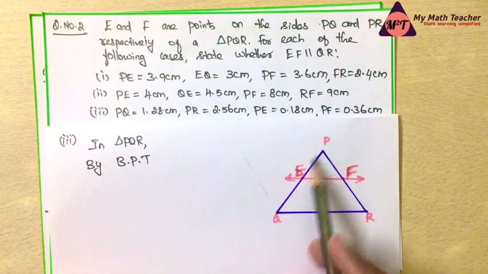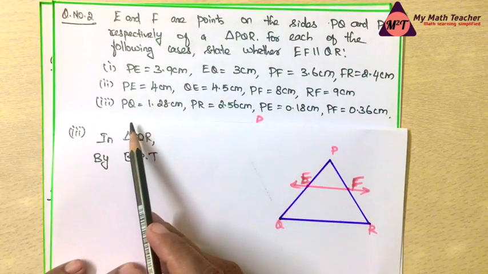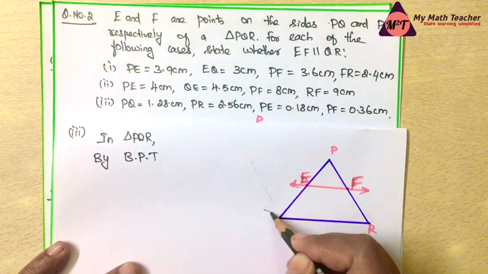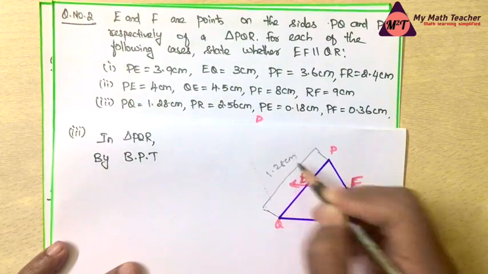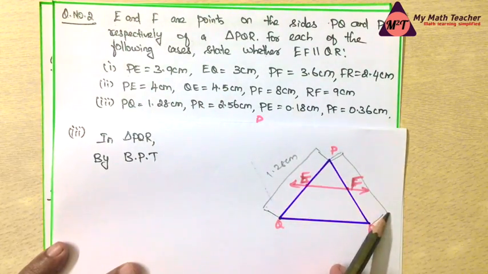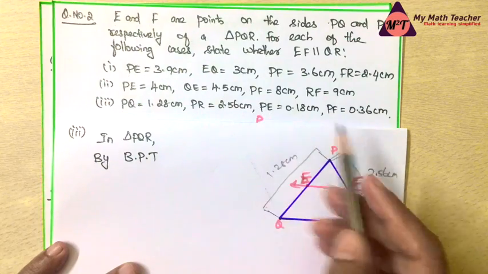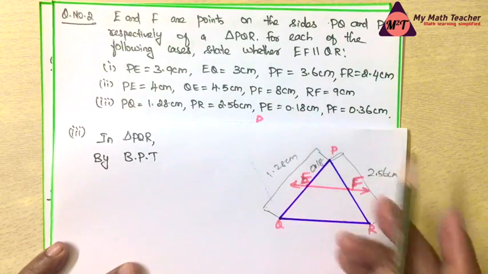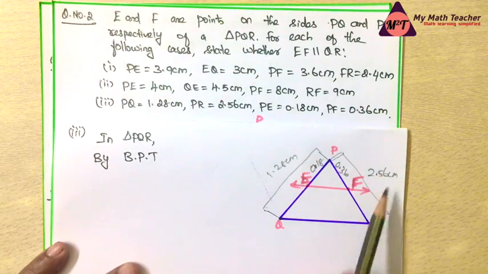Third subdivision, PQR is the triangle, EF is the line. If it is parallel, in the third subdivision the values are given like this. PQ is 1.28 centimeter. From P to Q, this entire length is 1.28 centimeter. P to R is given as 2.56 centimeter. P to E is given as 0.18 and PF is given as 0.36. So I have substituted all the values in the diagram.